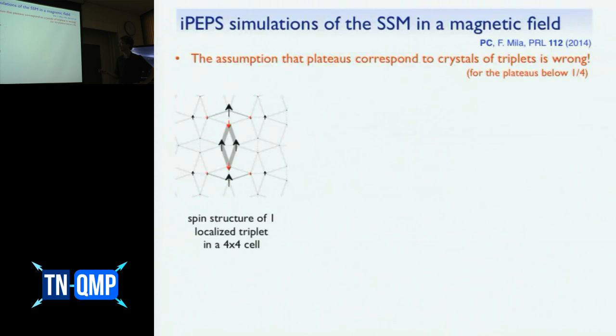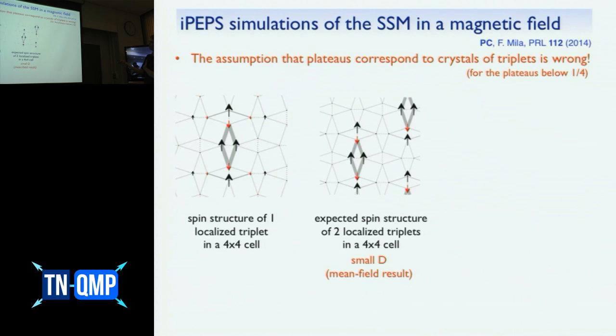What you see here is one triplet excitation that was obtained in a 4 times 4 unit cell. So the excitation has been created here. So you have up, up. And then you also get some response from the neighboring sites, right? And then this is two triplet excitations in the same unit cell, but for small bond dimension. If you take small bond dimension, you can reproduce the mean field result. And what you see here is, again, two triplet excitations which are pushed apart. So this is what people expected to happen based on mean field.